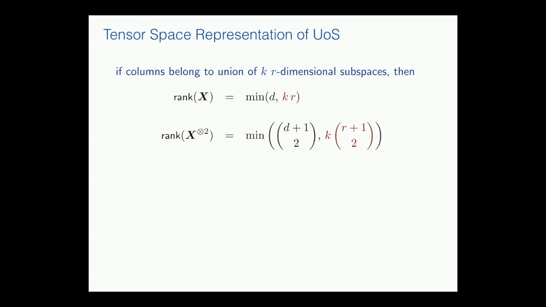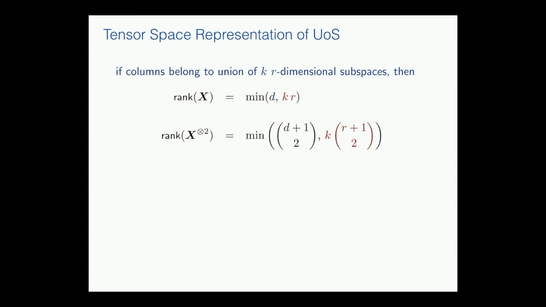And so if the columns belong to a union of k r-dimensional subspaces, so it's a particular nonlinear algebraic variety that we're interested in, then the rank of the original data matrix is the min of the dimension of the columns, d, or k times r. K is the number of subspaces, r the dimension of each. And the rank of the tensorized data matrix is the min of d plus 1 choose 2, the number of rows in that tensorized data matrix, or k times r plus 1 choose 2.